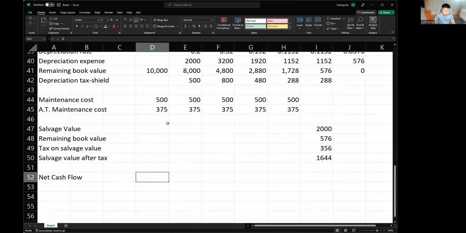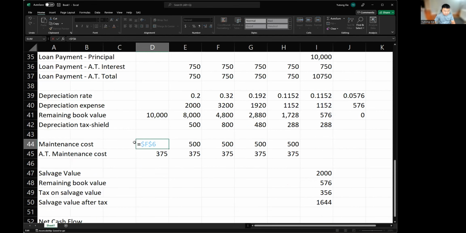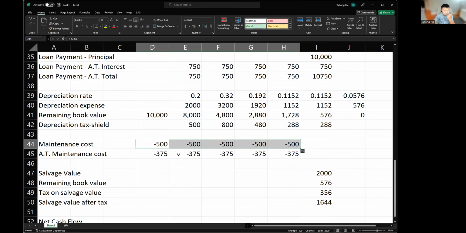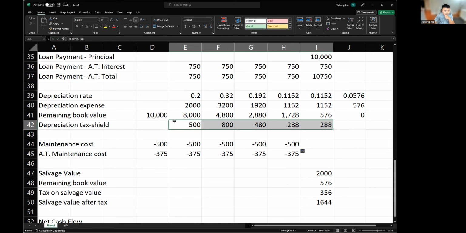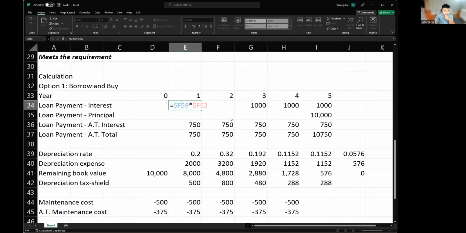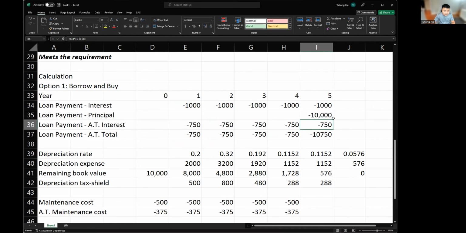So a good idea is actually to label these as negative numbers. Okay. So the maintenance cost is going to be negative 500 and negative 375. And depreciation tax shield will just be positives. Okay, it's going to be an adding number, but the loan payment will absolutely be in negatives, right? This and this will be negative.